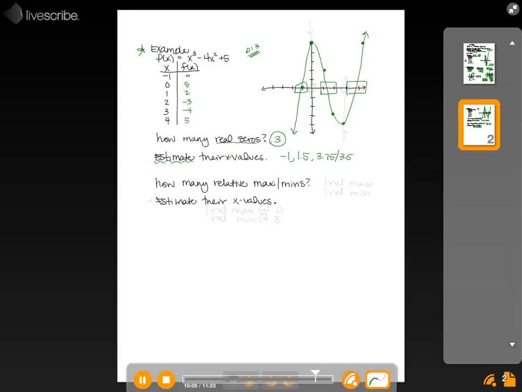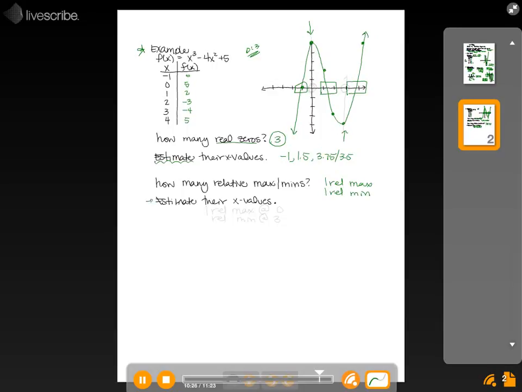The next thing we need to know is how many relative maxes and mins. That's the high and low points. Here's a high point. Remember, a high point is a max. So we have one relative max. Here's a low point. So we have one relative min. We have one of each.